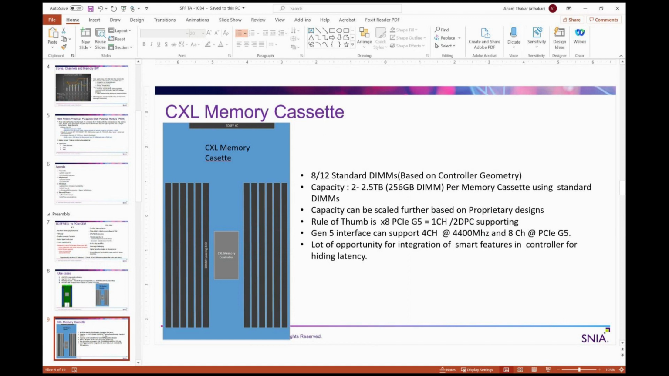And do we need the DIMM slots to be the same as on a server board? These DIMM slots are exactly the same as a server board. Okay. And this doesn't prevent the memory manufacturers from doing chip-on-board, because it's a completely packaged solution for you. Right. Yeah.